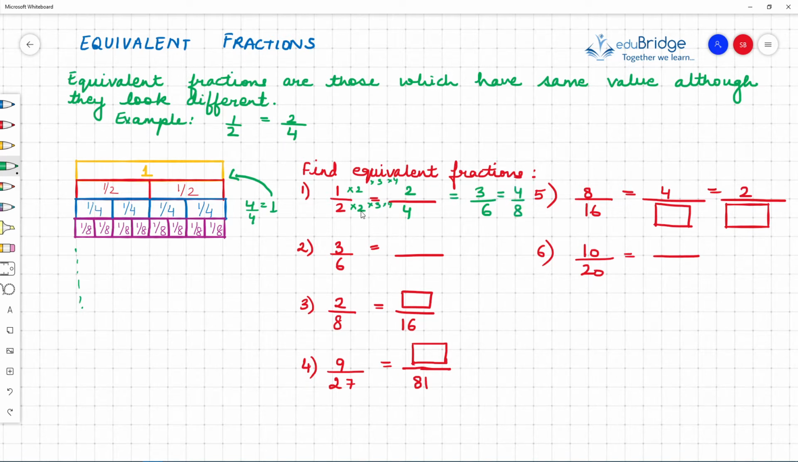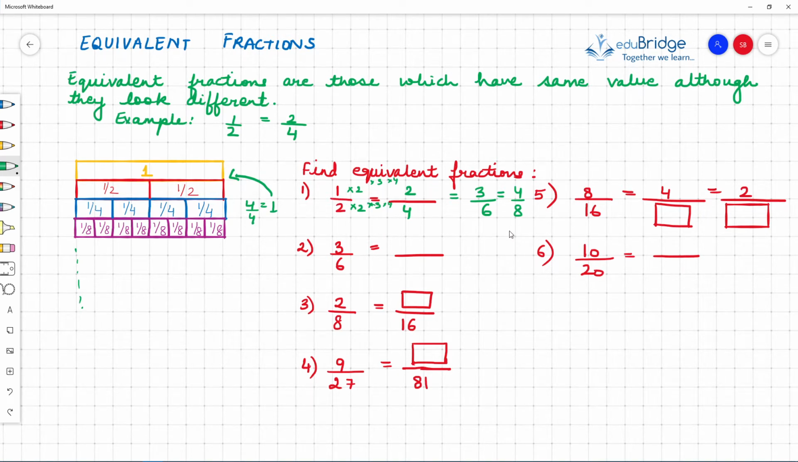So all these fractions, whether I use 1 by 2, 2 by 4, 3 by 6 or 4 by 8, they all refer to the same value, which is half. If you divide 2 by 4, you get half. If you divide 3 by 6, you get half. If you divide 4 by 8, you get half. So all of them represent the same value, which is half.